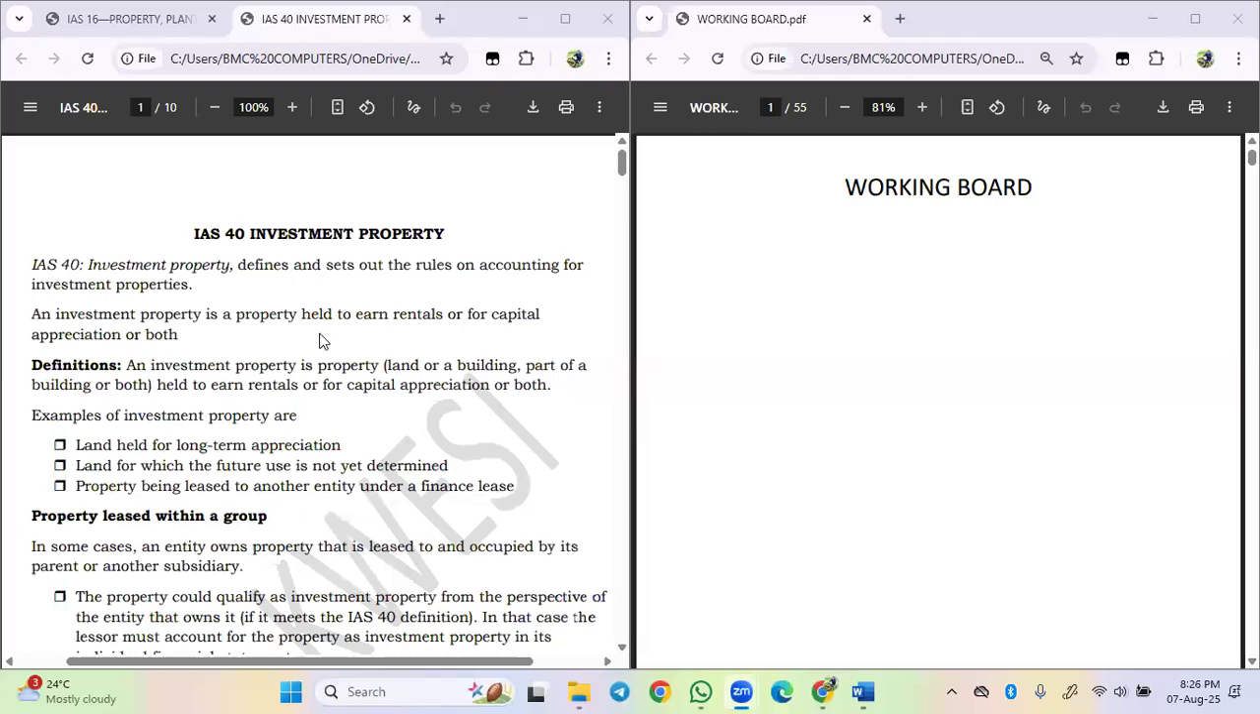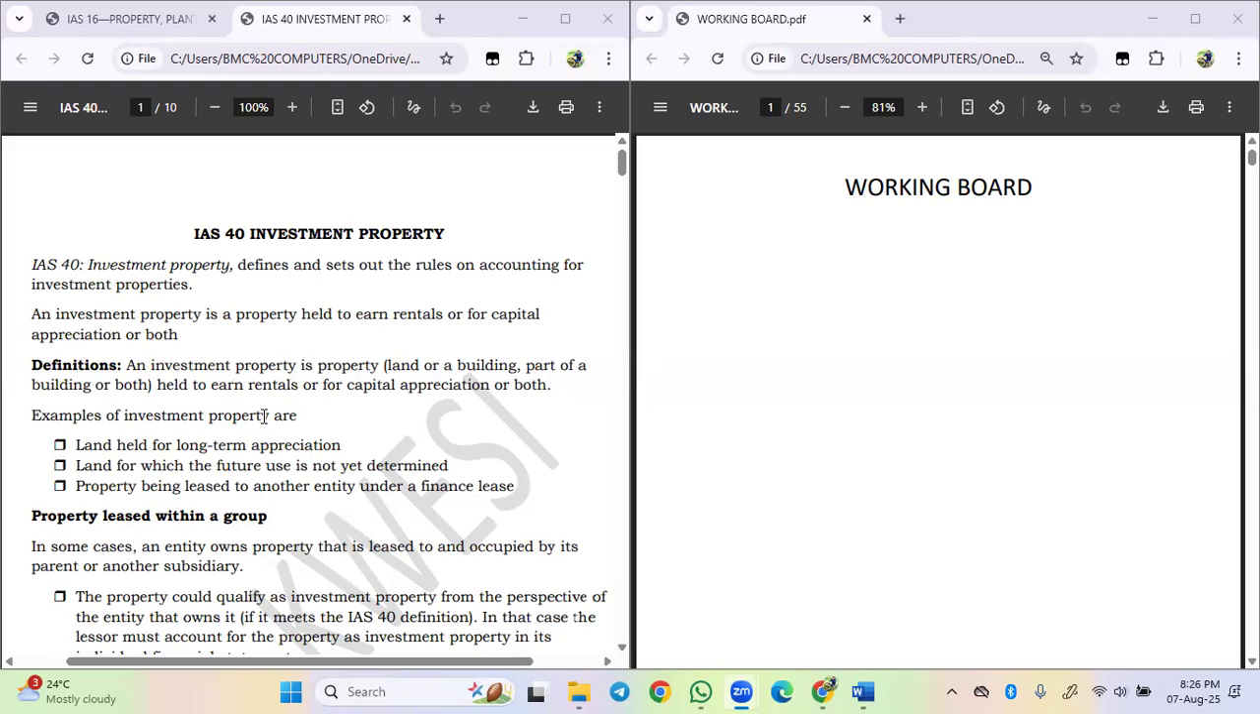Okay, so this one is just a short standard, IAS 40 investment property. And this one is a build up on IAS 16. As I said, PPE is the mother of all asset standards. So investment property is a property held to earn rentals or for capital appreciation or both. Per the definition, an investment property is property, land, a building, part of a building or both, held to earn rentals or for capital appreciation or both.